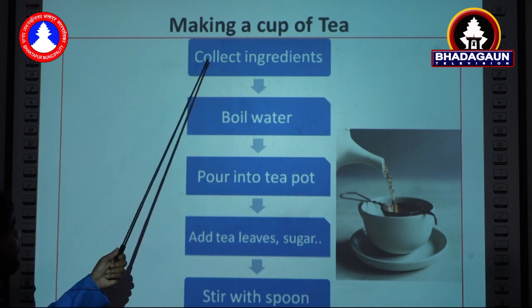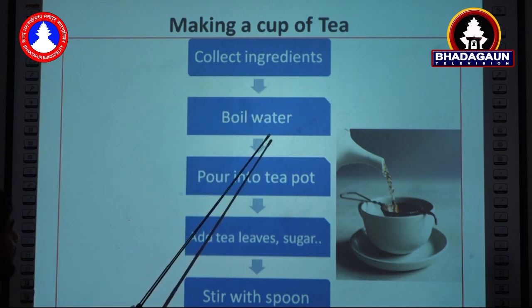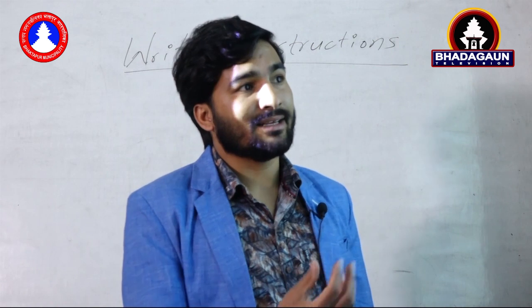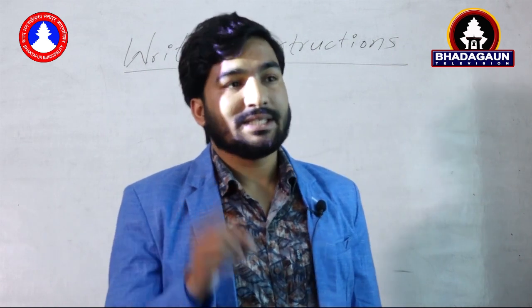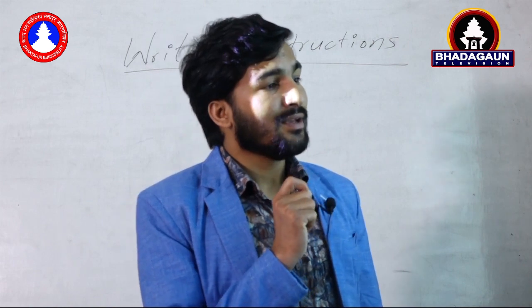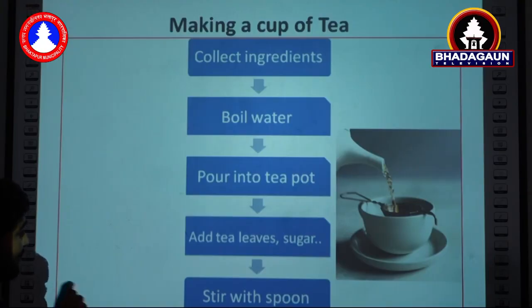First of all, collect ingredients, boil water, then pour into teapot, add tea leaves, sugar, stir with spoon. Basic clues, basic help and a basic outline are provided there. On the basis of this, you have to design the answer. You have to write the complete set of instructions, or say a recipe. Some things you may add beside these clues. You can add your own points.